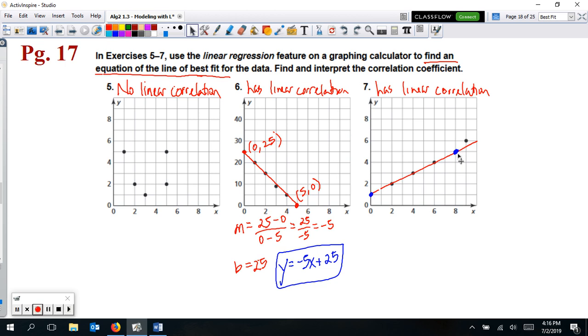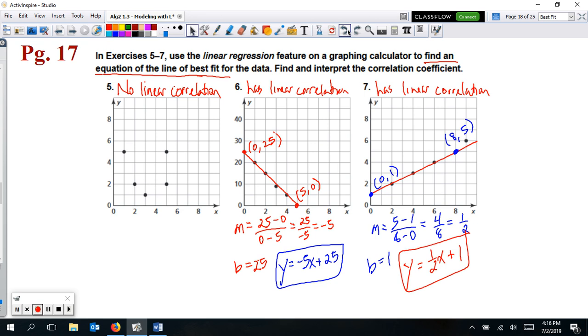We're going to use these 2 points, (0, 1) and (8, 5), to write the equation. We subtract the y's on top, starting with the top point, 5 minus 1, and then 8 minus 0 below that. So it's 4 over 8, which is 1/2, and our slope is 1/2. Again, this is our y-intercept, 1, so b is 1. Our equation would be y equals 1/2 x plus 1.